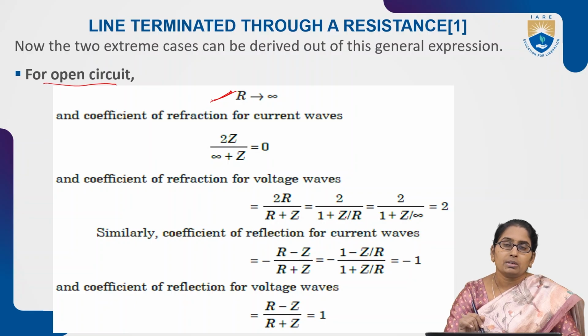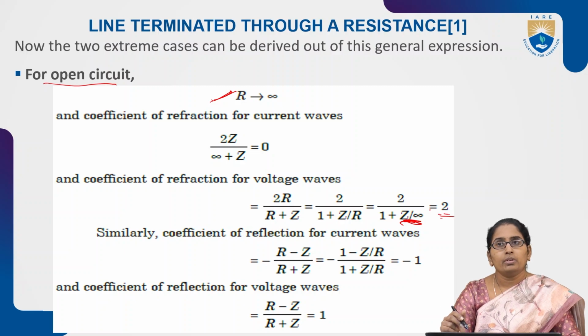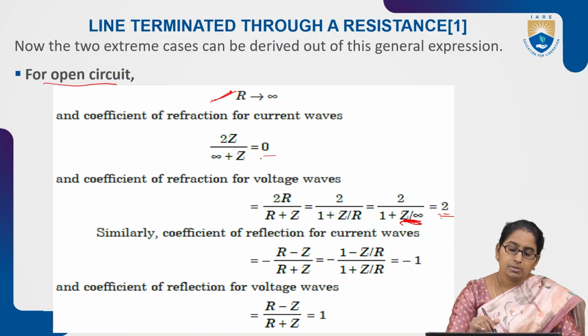So it becomes 2 by Z plus R, 2 by 2, 1 plus infinity, 1 plus 0, Z by infinity means 1 by infinity is 0, Z by infinity is 0. So that is how we can understand. We already know in the open circuit case, after the voltage reaches the receiving end, the voltage is reflected back with the same magnitude. So the total voltage becomes twice, and the current becomes 0.